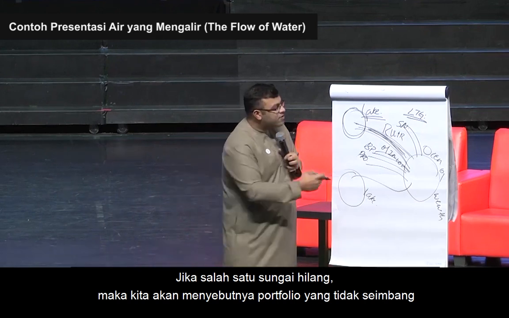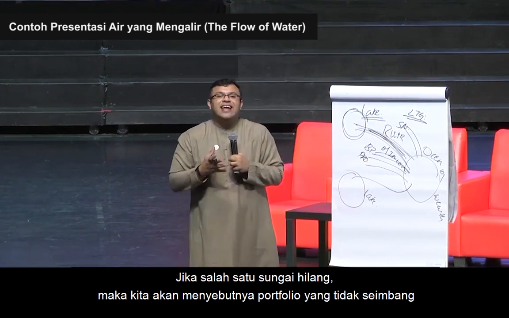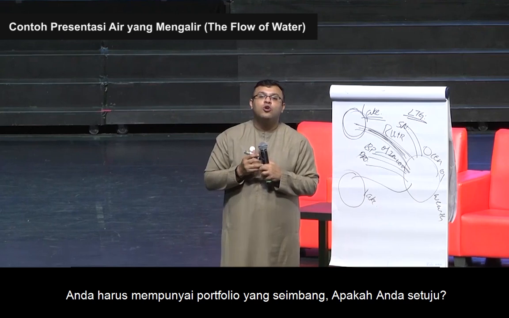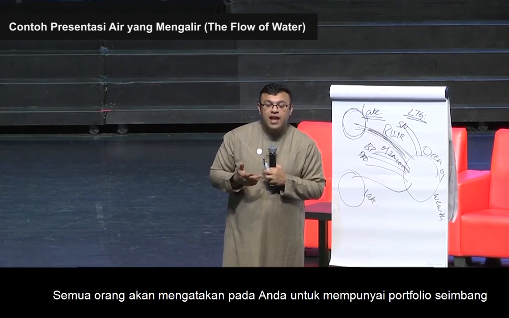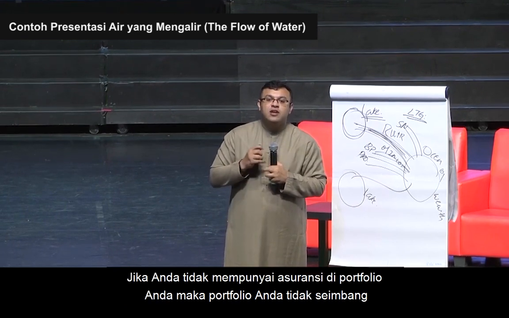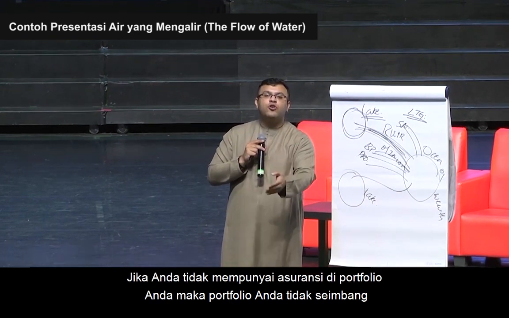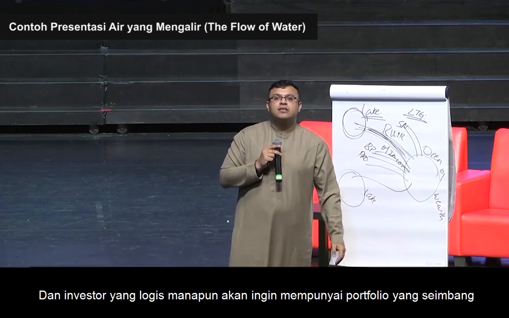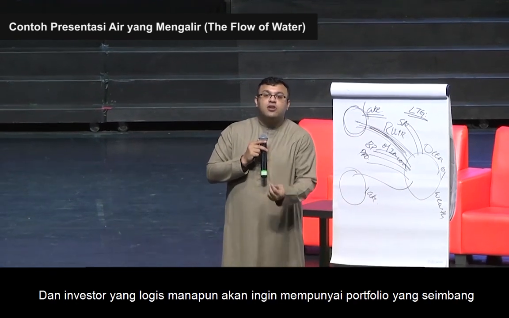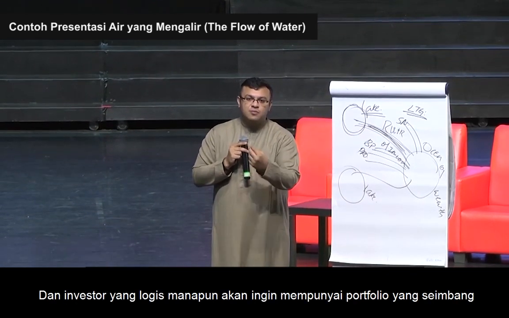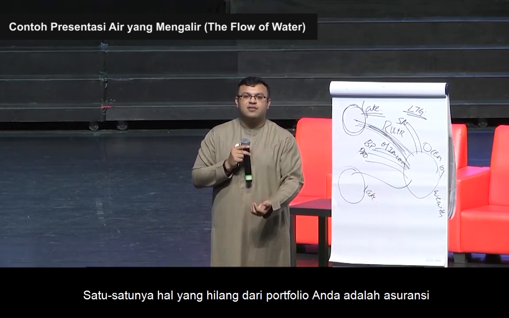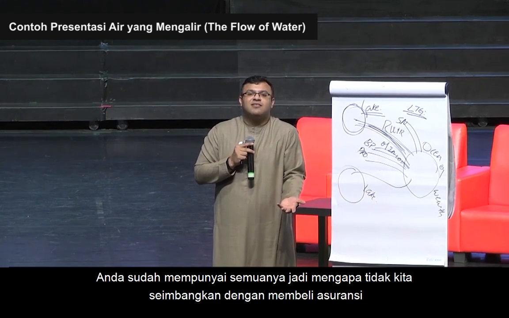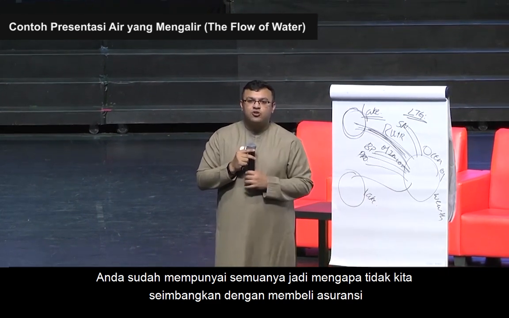These are all different rivers that flow into the ocean of wealth. If one river is missing, we will call that an imbalanced portfolio. You need to have a balanced portfolio. Do we agree to that? Everyone will tell you have a balanced portfolio. If you don't have insurance in your portfolio, it is not balanced. And any logical investor would want a balanced portfolio. So the only thing missing in your portfolio is insurance. You already have everything else. So why don't we now balance it by buying insurance?